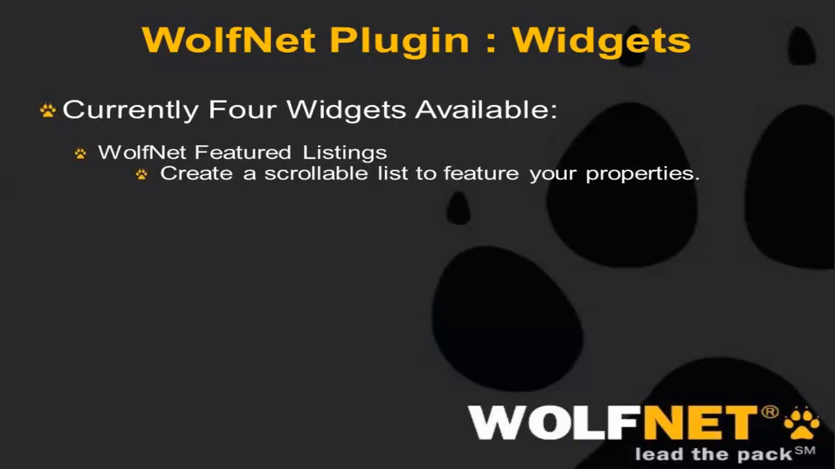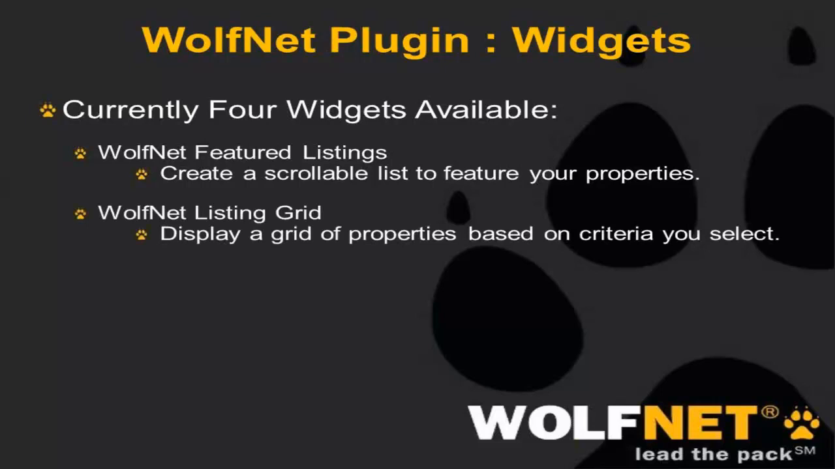The 4 widgets are the WolfNet Featured Listings widget, which can create a scrollable marquee property list to feature yours or your office's properties, or it can do more advanced criteria. That's what it's pulling from, but we'll go over that in the next webinar.